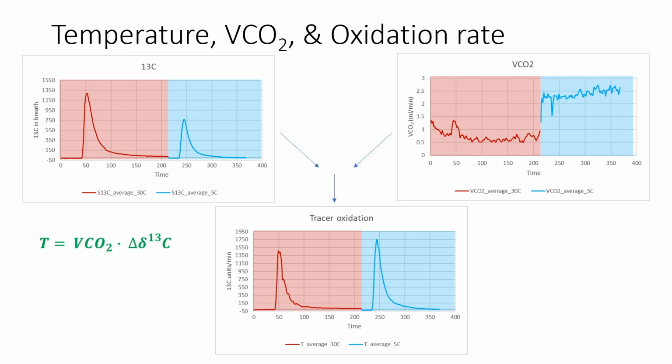If we examine a larger data set using 8 mice, and an even larger temperature range, we see a similar response. Again, note that carbon-13 in the breath is higher at 30 degrees Celsius than it is at 5 degrees Celsius. At the same time, metabolic rate, or VCO2, is over twofold higher at 5 degrees Celsius. Multiplying VCO2 by carbon-13, we see that the rate of tracer oxidation at 5 degrees Celsius is only slightly higher than it is at 30 degrees Celsius.